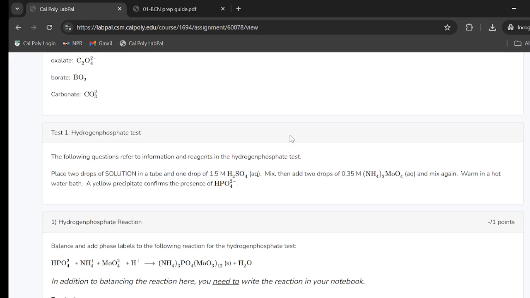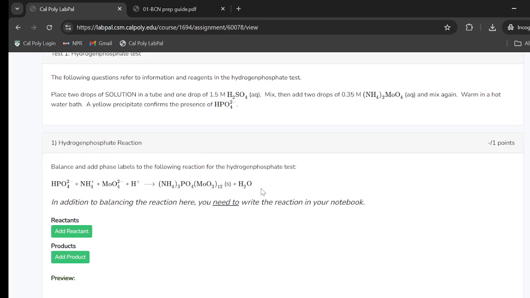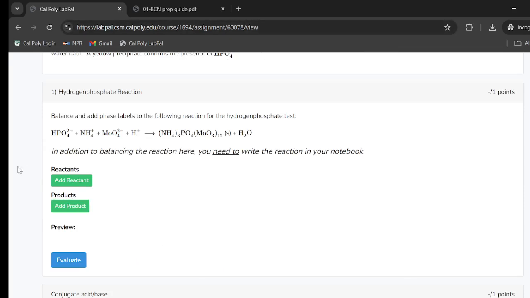I don't check this. This is just for you to check if what you're doing in the notebook is correct with a couple little hints. So for a parallel, here's test 1, hydrogen phosphate: 2 drops of our test solution, 1 drop of sulfuric acid, 2 drops of the ammonium molybdate, and mix. Hot water bath, yellow precipitate, exact same thing we were just looking at in the PDF. And this is where it's useful.